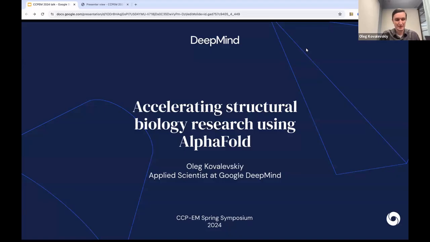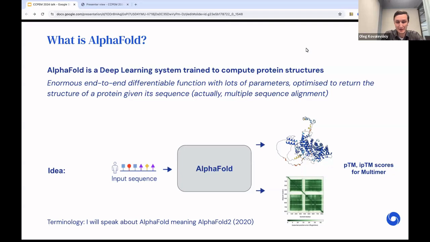AlphaFold predictions in your work. From a mathematical perspective, AlphaFold is an enormous end-to-end differentiable function with lots of parameters optimized during the training process to return the structure of a protein given a multiple sequence alignment. From a technical point of view, this is a deep neural network based on a modified transformer architecture.